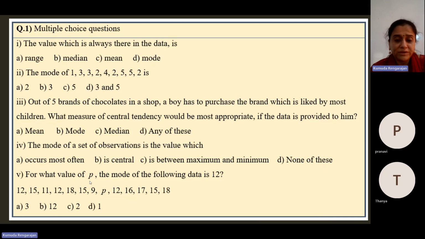For what value of P is the mode of the following data 12? I want the answer from you. What should be the value of P so that the mode of this data is 12? You want 12 to be the mode of this data. Then what should be the value of P?